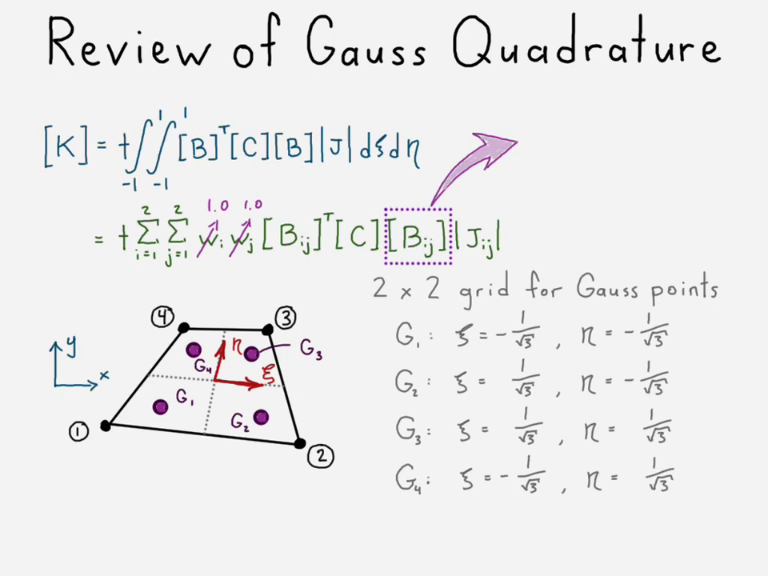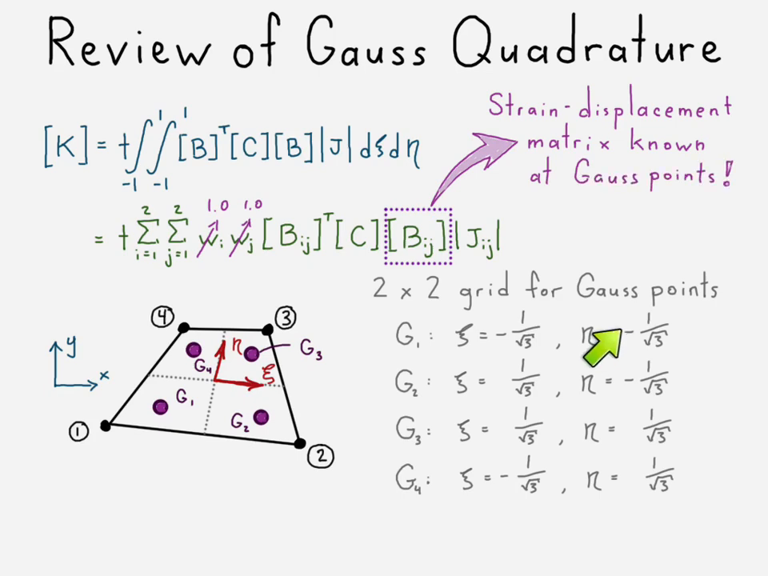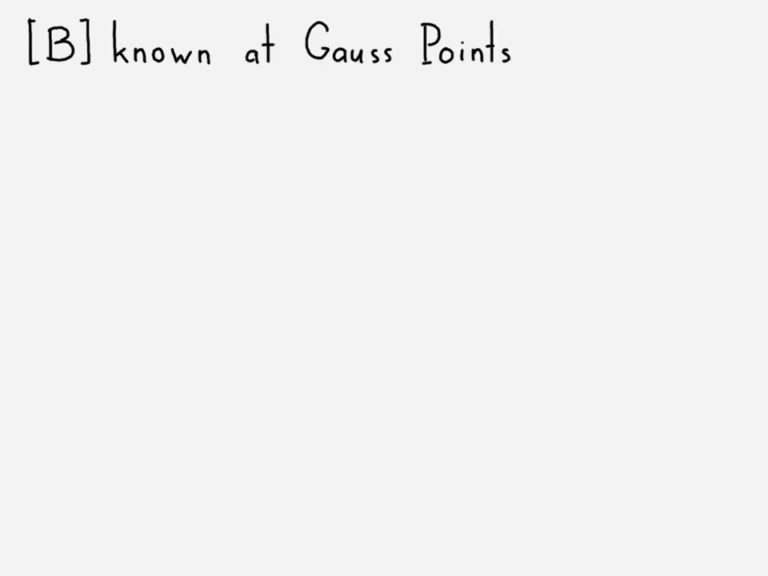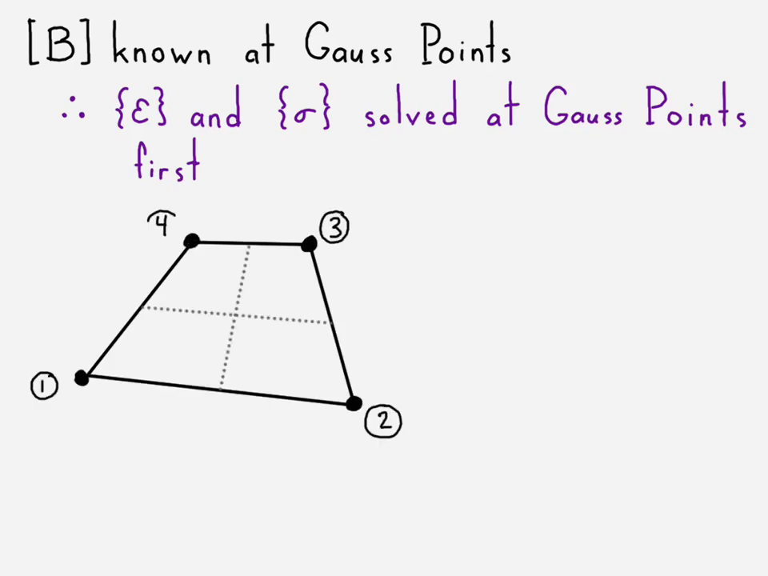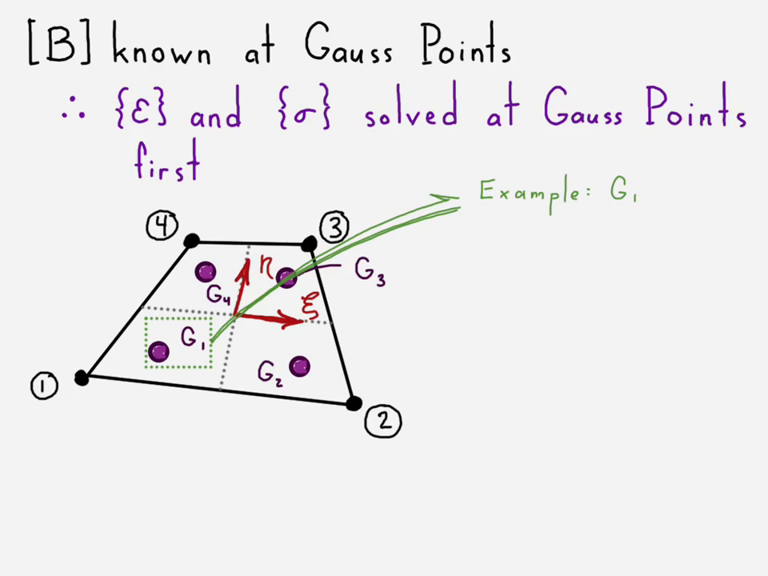So the important thing to note is that our strain displacement matrix, B, is already known at these Gauss points. And since it's already known at the Gauss points, why not solve for the strains and stresses at those points first? And so that's exactly what it does in FEA software, and the other advantage of that is it turns out those locations happen to usually be the most accurate. All right, so there are the 4 Gauss points that we have inside the element.